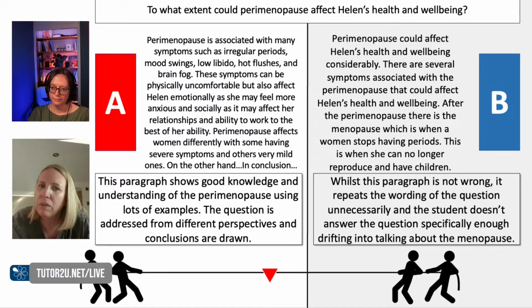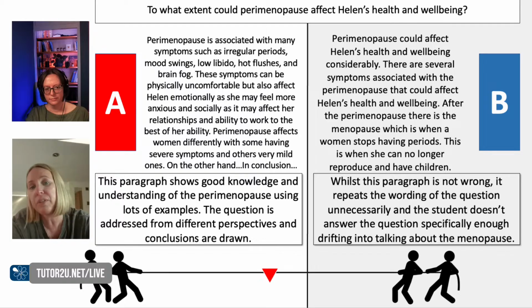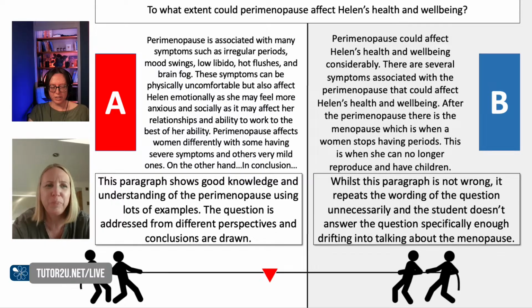Whereas my paragraph, although it's not wrong, it does just repeat the wording of the question to kind of pretend that I know what I'm talking about, but I haven't quite done it quite right. And the student doesn't really answer the question specifically enough, and they drift into talking about the menopause rather than the perimenopause. And you absolutely identified that. So well done, everyone. All those points were made by you guys in the chat, so that's excellent.